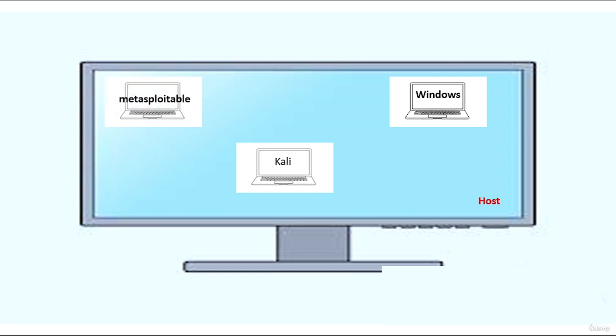So you have Metasploitable and Windows. They are the ones we're going to be using for attacking. We're going to be attacking those two computers, and then Kali right here is going to be the attacker.